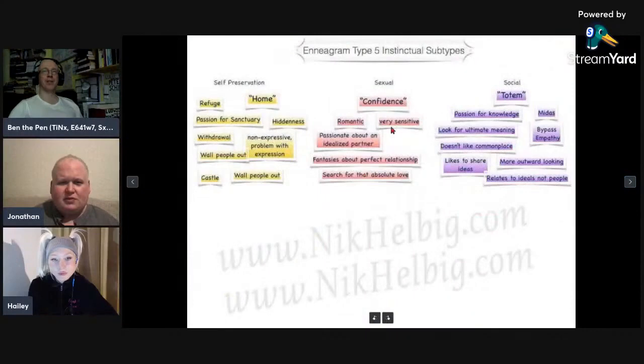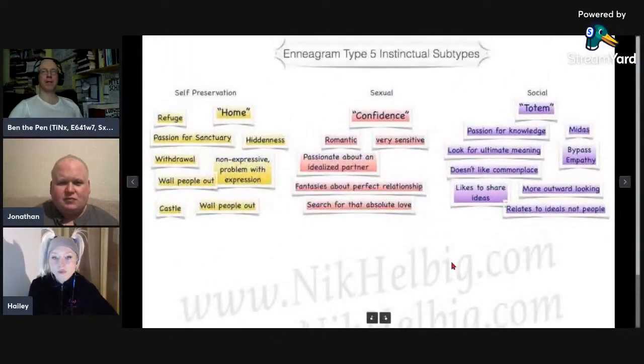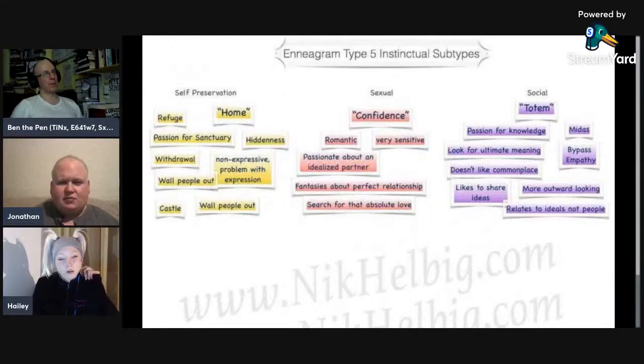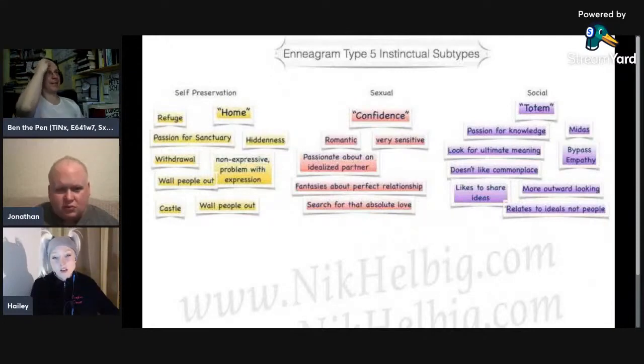I mean, maybe this is useful. I mean, yeah, I'm an extremely confident person, like notoriously. Oh, that's 4. It's more like sharing confidence with someone else, like taking someone for confidence. For us, that means. Okay. Romantic, yes, I can be. Passionate about idealized partner, yes, very. Fantasizes about perfect relationship, yes, I used to. Search for that absolute love, yes.